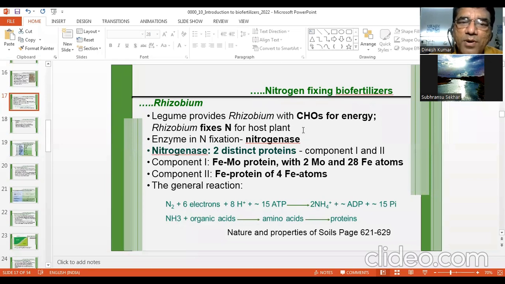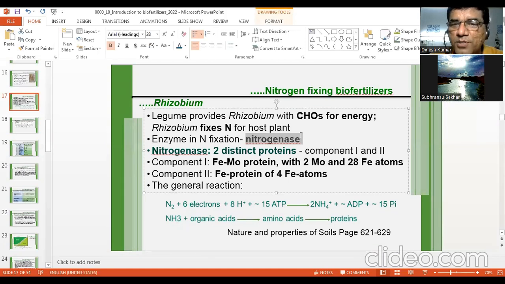But the enzyme involved in nitrogen fixation is nitrogenase. This nitrogenase is for all, whether it is blue-green algae, azotobacter, azospirillum, whatsoever is there, the enzyme involved is nitrogenase. So nitrogenase has two distinct proteins, component 1 and component 2. If you see their constitution, component 1 has iron molybdenum protein with 2 molybdenum and 28 iron atoms, and component 2 is an iron protein of 4 iron atoms.